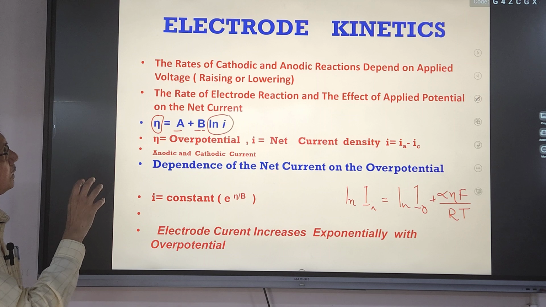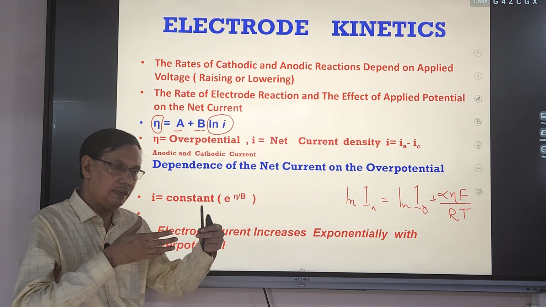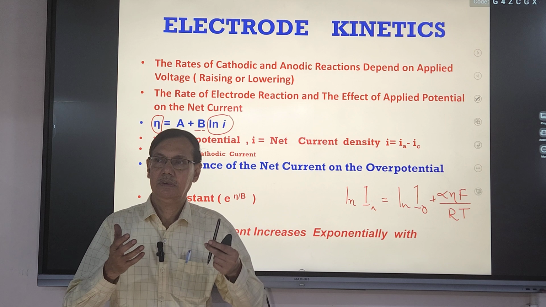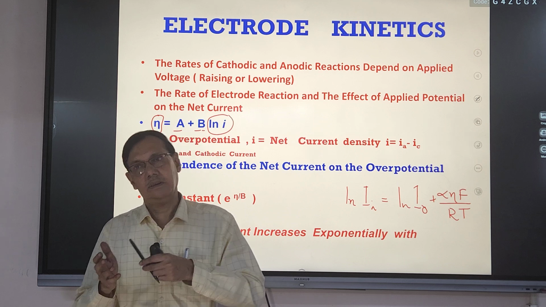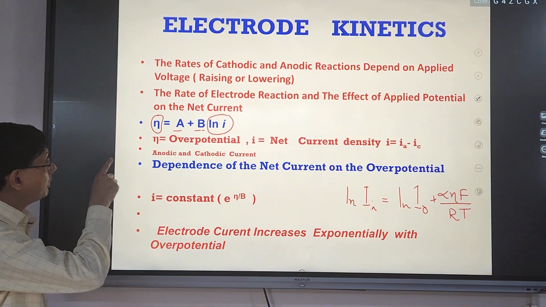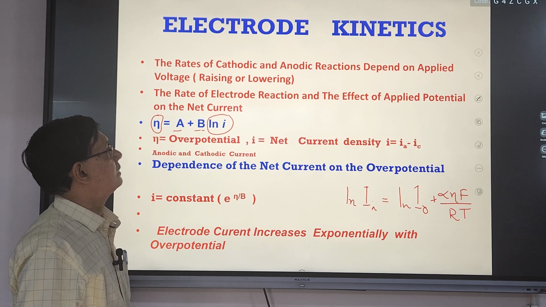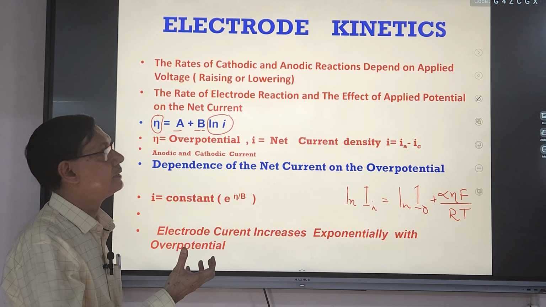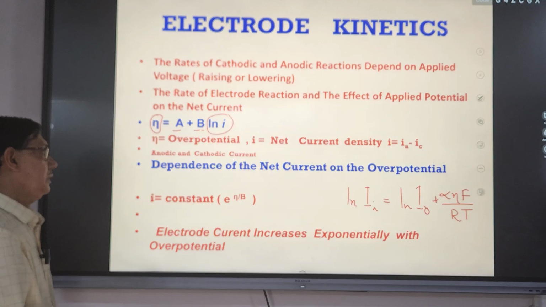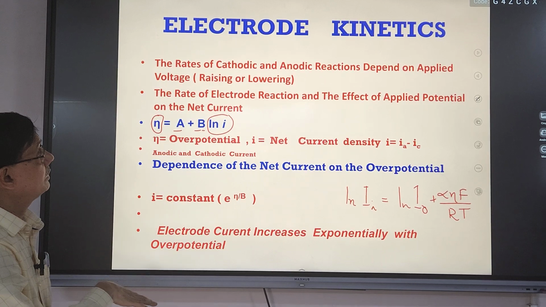So the rates of the cathodic and anodic reactions: somewhere there is the equilibrium, which is called the E0, the EMF. You know the redox potential of both the electrodes. But suppose we want to modify those reactions. How do you modify that reaction? You apply some voltage. You can raise the voltage or you can lower the voltage. That is the most important thing.